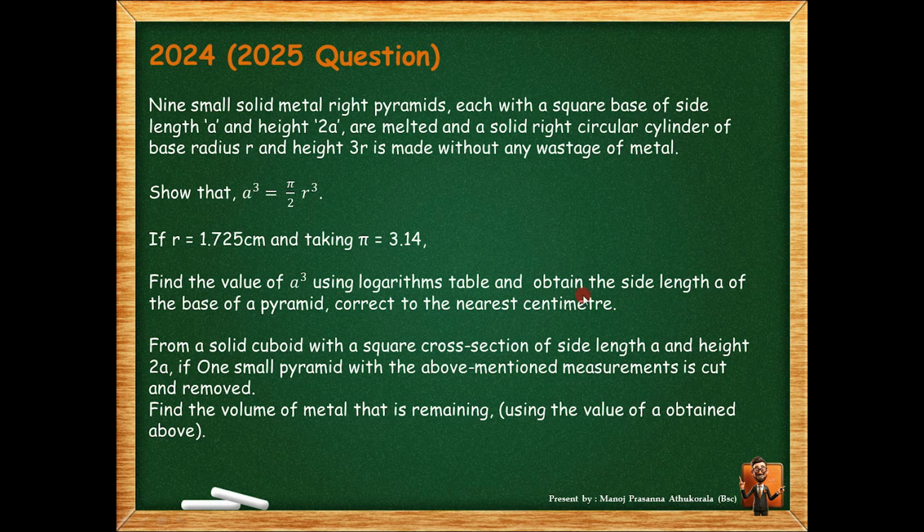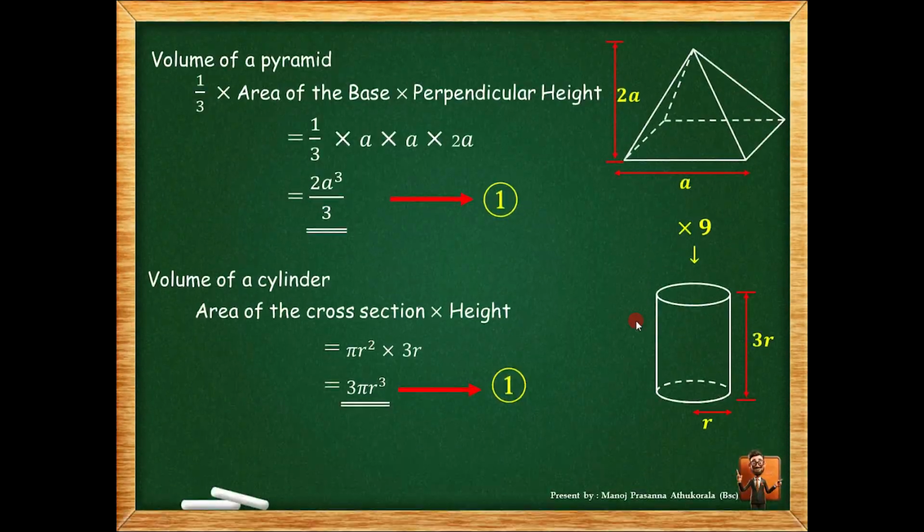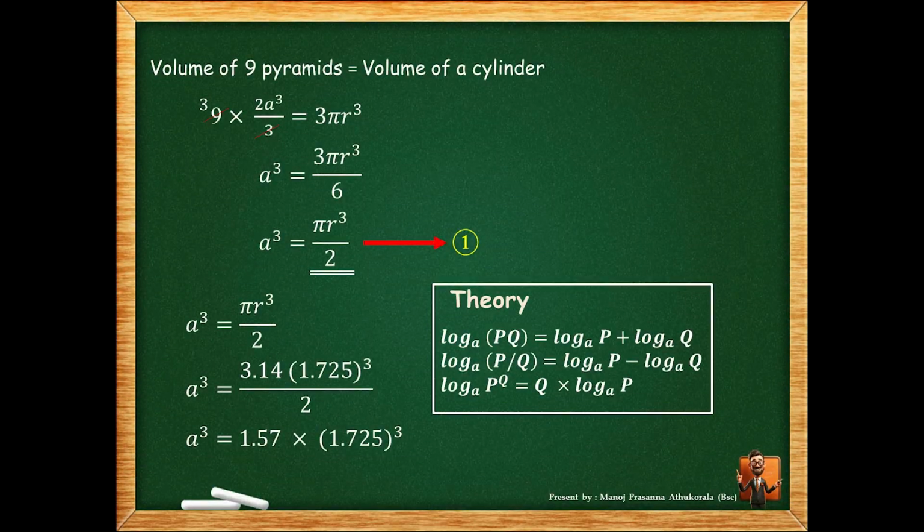In the second part of the question, let's see it. If R is equal to 1.725 centimeters and taking pi is equal to 3.14, find the value of A cubed using logarithms tables and obtain the side length A of the base of a pyramid correct to the nearest centimeter. Remember that, nearest centimeter. Alright.